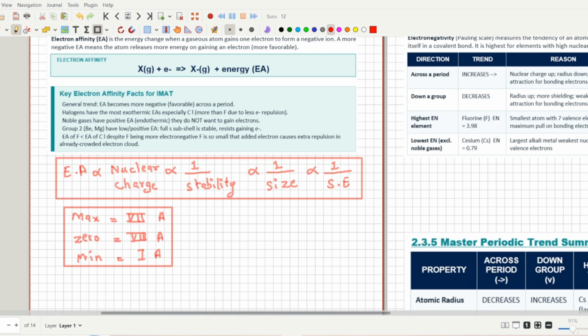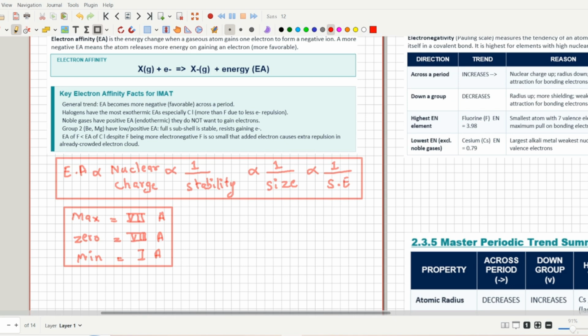But if 8A is not the option, like if they are not talking about 8A, then the answer is obviously going to be 1A. So the minimum electron affinity is for 1A, and then 2A, 3A, 4A, 5A, 6A, 7A. 7A has maximum electron affinity, and 8A has 0 electron affinity, because 8A does not accept electrons at all, and they already have a complete duplet and octet, and they are already stable.